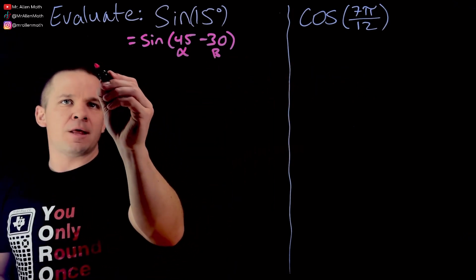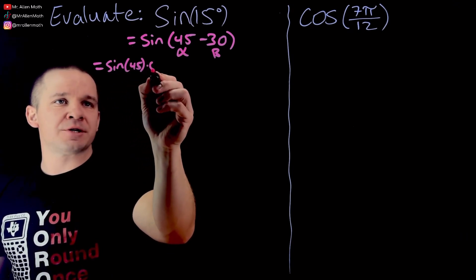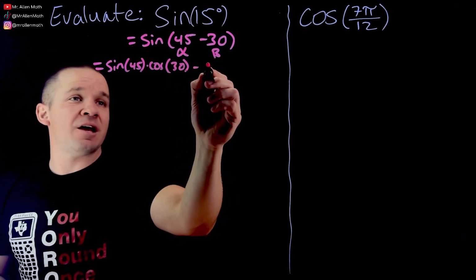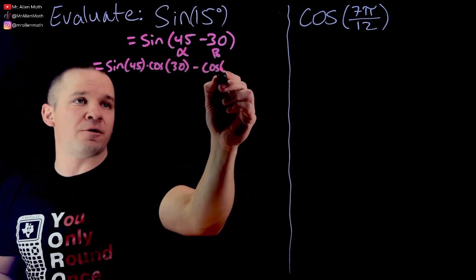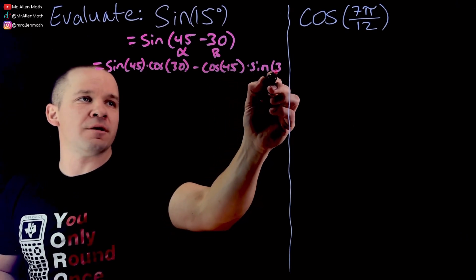Super fun, all right? We've got sine of the first angle, which is 45 degrees, times the cosine of my second angle, which is 30, minus, and then you've got cosine of the first angle, alpha, which is 45, times sine of the second angle, which is 30.